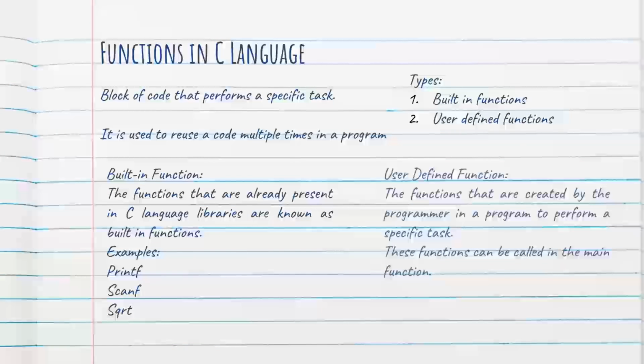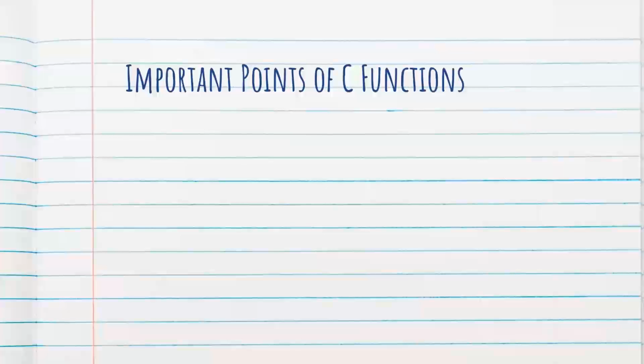The second type is user-defined functions, and these functions are created by the programmer or by the user during a program. And these functions can be called in that specific program in which they have been created, whenever the user wants to call them. We can call these functions in the main function, or we can also call these functions inside another function.